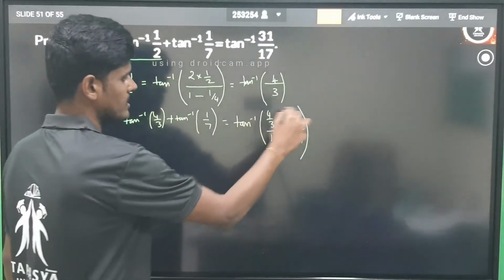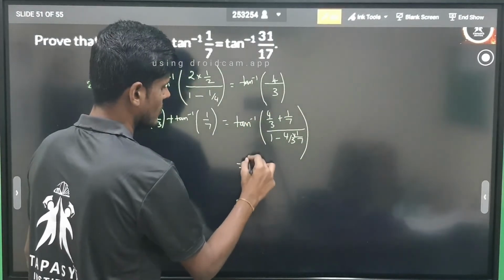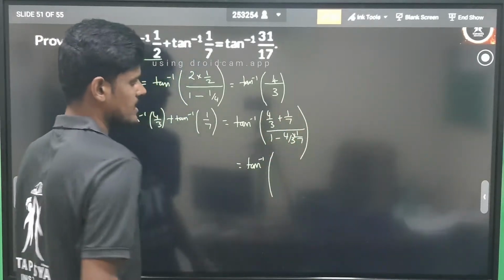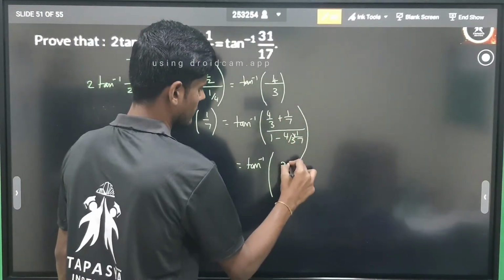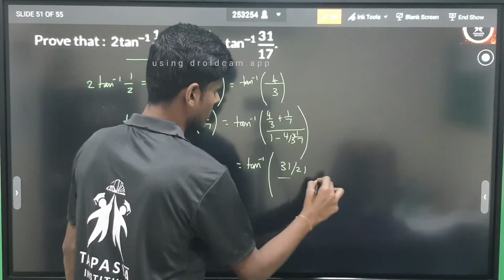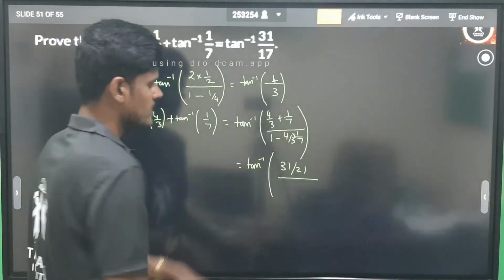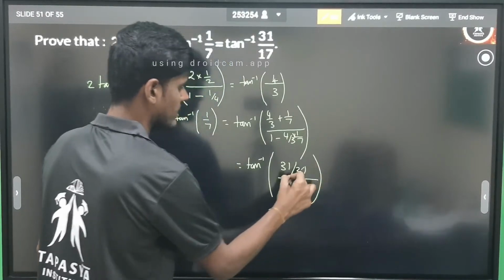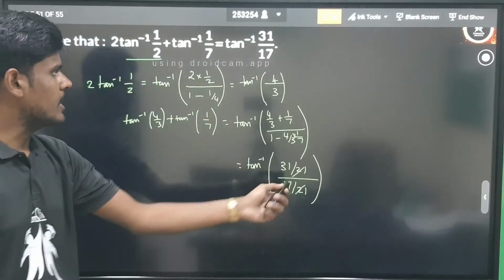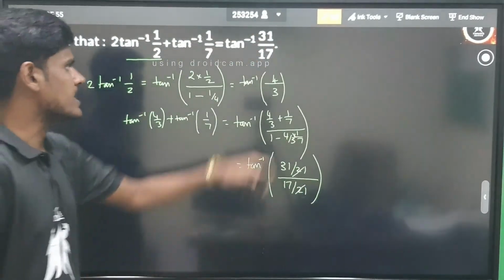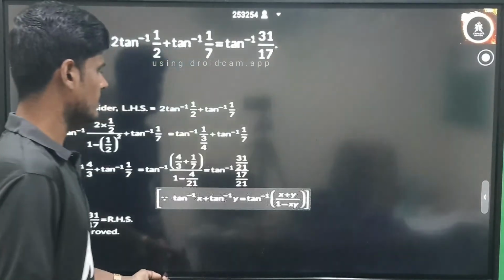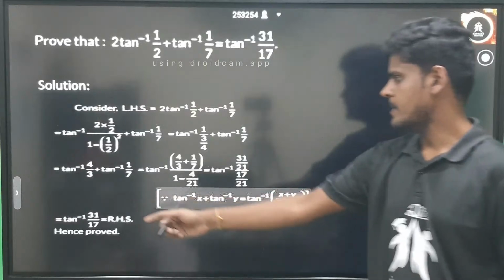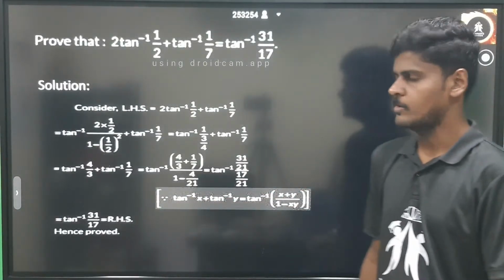So here tan inverse of this value is coming. This is equal to tan inverse of 28 plus 3, 31, divided by 21, divided by 21 minus 4, which is 17, divided by 21, which is nothing but 31 by 17. Tan inverse of 31 by 17, that is the right hand side. So answer is tan inverse of 31 by 17. That's how we should solve these questions.